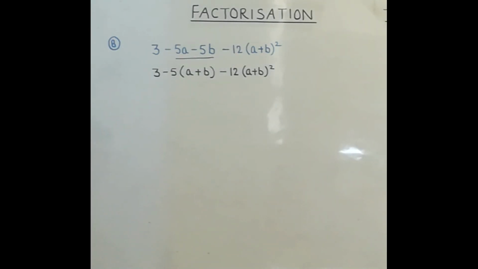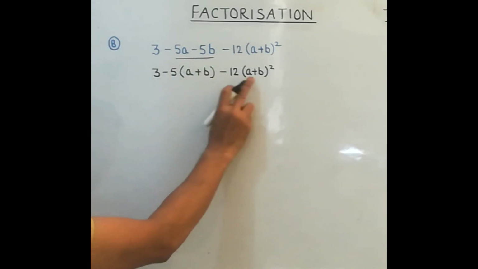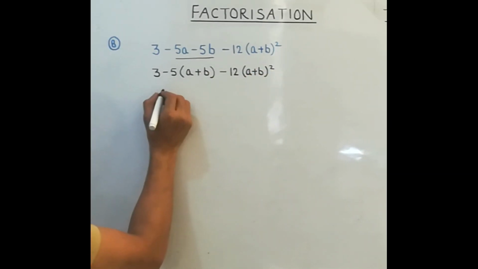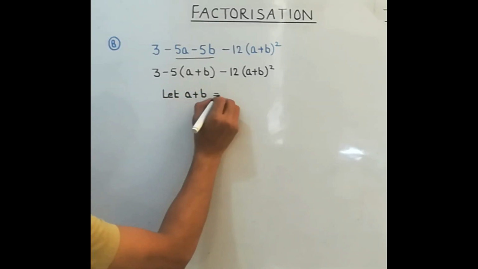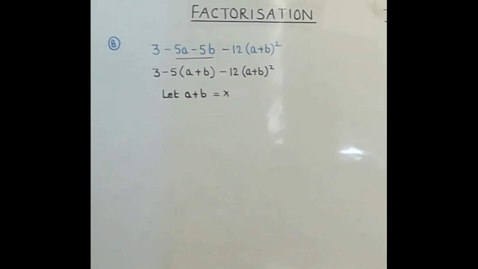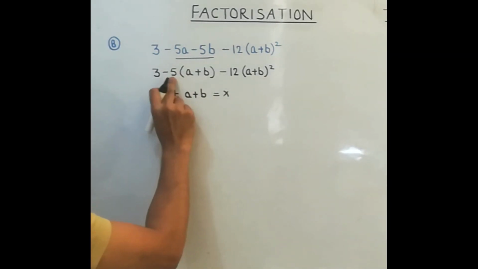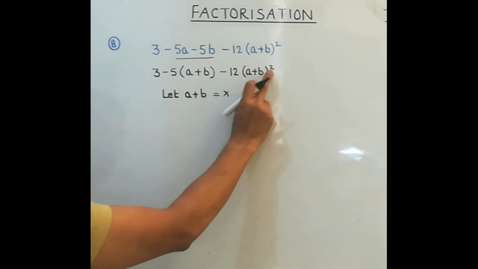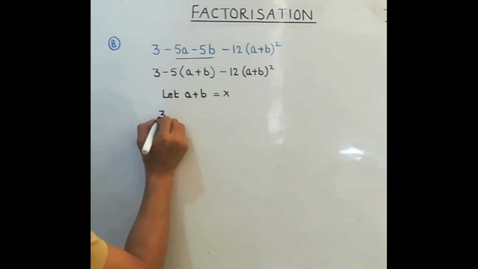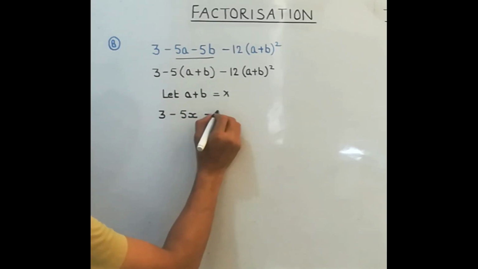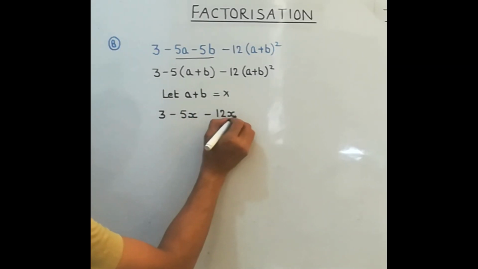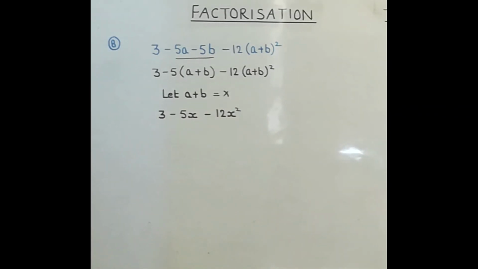Here again we are going to do the substitution. Now a plus b is coming here also in the square form and here also. So let a plus b be taken as x. So this will become 5x, this will become 12x square. So the question is like this: 5x minus 12x square. Now we have got the trinomial.